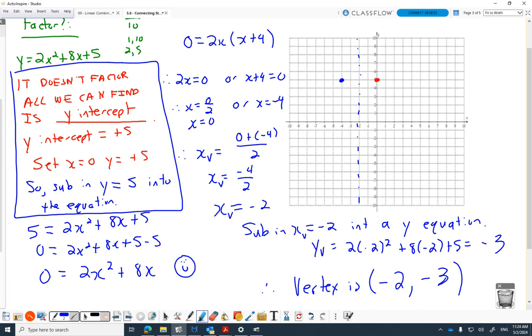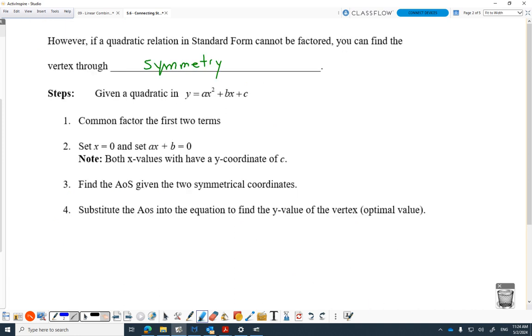Let's go back to my instructions, and I'll come back here. If you still need more time to copy, let's go back to my instructions and see if my instructions were good. Given a quadratic in y equals ax squared plus bx plus c, common factor of the first two terms. No. No. No. Zero. Sub in for y the y-intercept, which is just the c value.